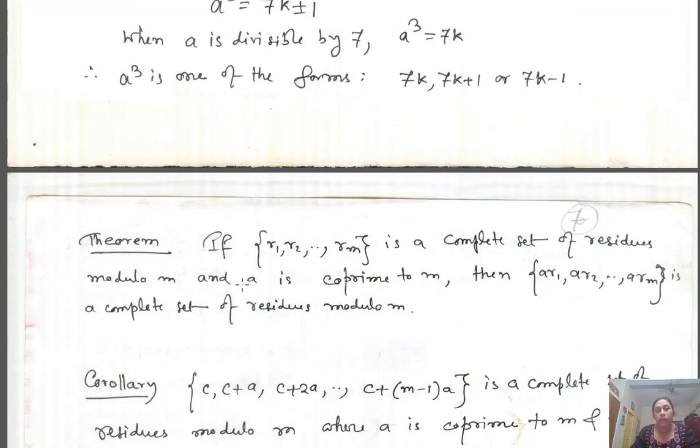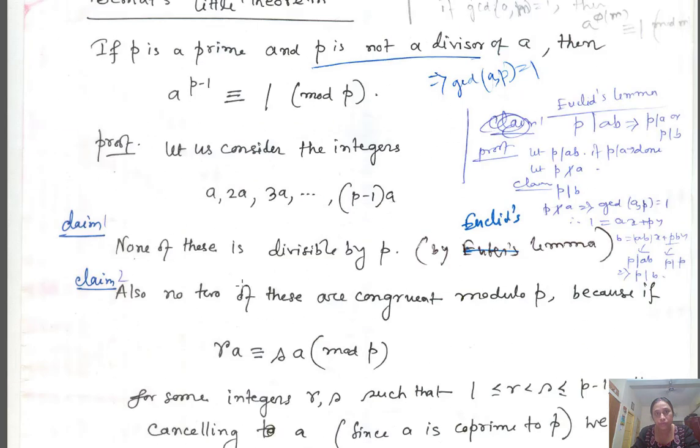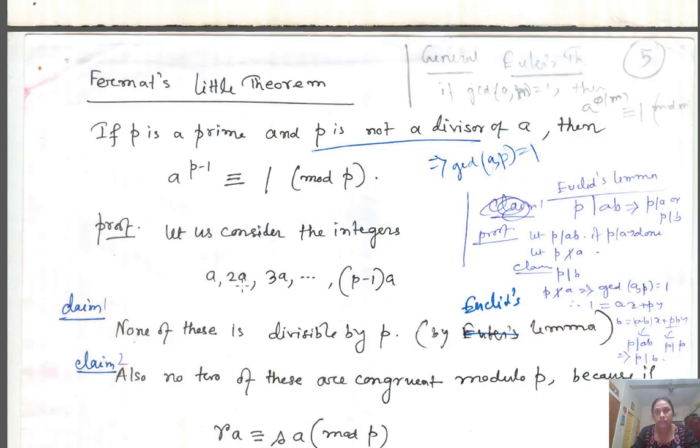Okay, now I have a proof of Fermat's little theorem here. Since I have the proof, let me go through this. This is a very simple proof. So many times I have mentioned this: if P is prime and A is co-prime to P, that means P does not divide A. In that case, A to the power P minus 1 is congruent to 1 modulo P. So if P is prime and P is not a divisor of A, that means GCD of A and P equals 1. In that case, A to the power P minus 1 is congruent to 1 modulo P.